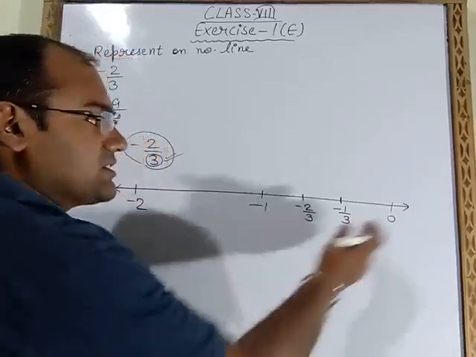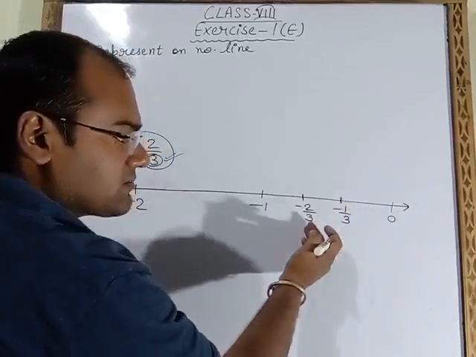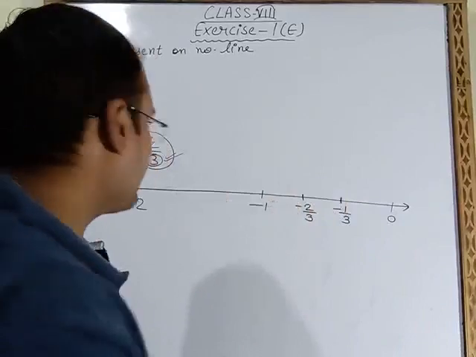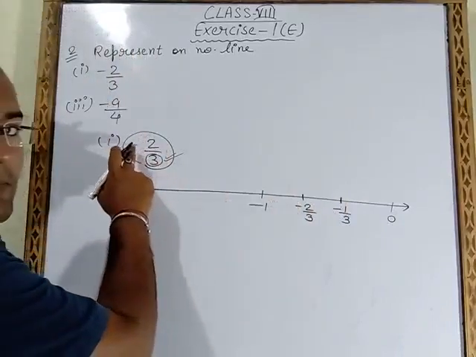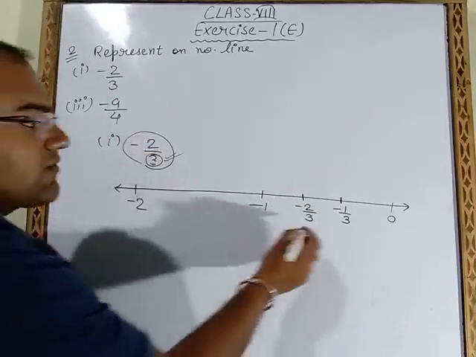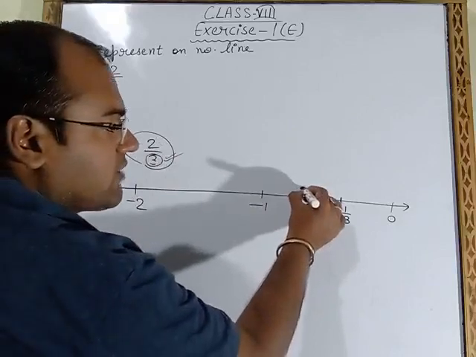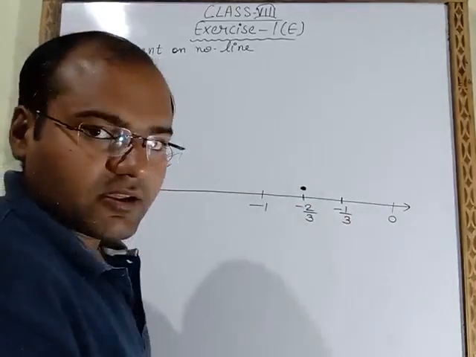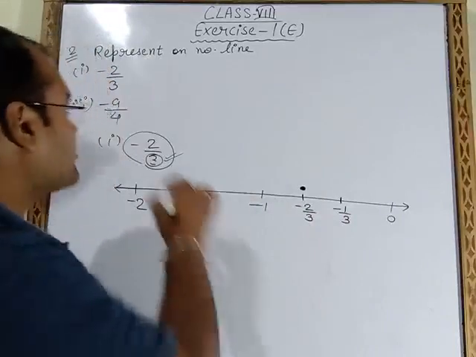So this is 0, this is minus 1 upon 3, this is minus 2 upon 3, and this is minus 1. Now we have to show minus 2 upon 3 on the number line, where it is minus 2 upon 3 here. So we have to put one mark here. Like this you have to do such questions.